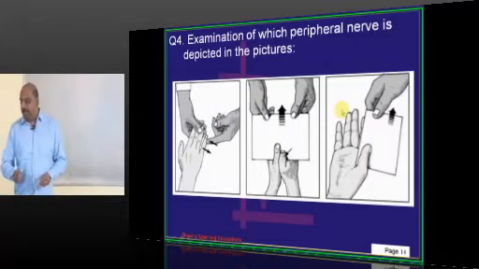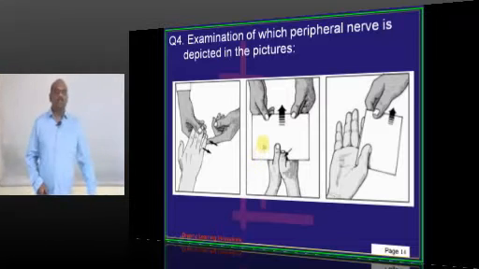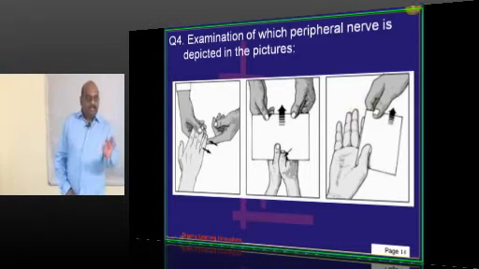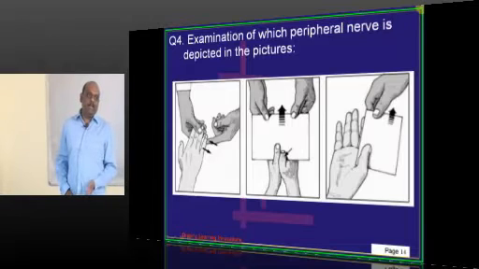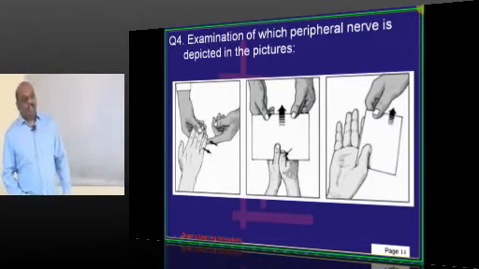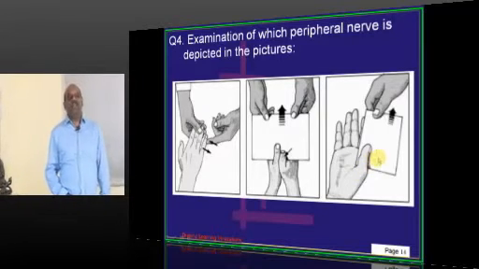Now, which peripheral nerve is being examined over here is the question. Is it a traditional question expected? Definitely. Ulnar nerve, radial nerve, median nerve, musculocutaneous nerve. If there is no question on the brachial plexus, then what is the point of the entrance exam? Definitely it will be there. You have to read it.